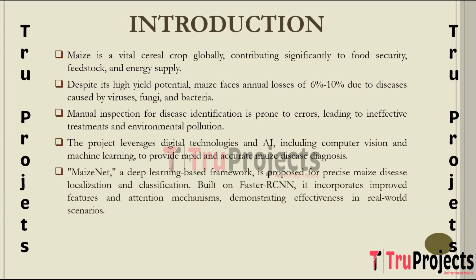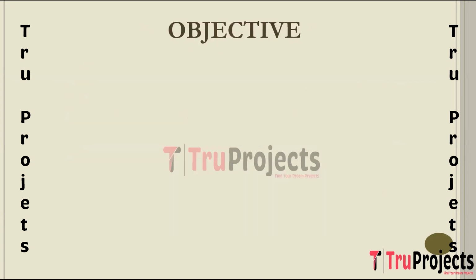This project introduces MaizeNet, a deep learning based framework specifically designed for the localization and classification of maize diseases in field images. Built on the Faster RCNN network architecture, MaizeNet incorporates improved feature extraction and attention mechanisms to enhance its ability to identify and categorize diseases accurately, even in challenging real world conditions. The framework's effectiveness is demonstrated through extensive experimentation on an online accessible database.